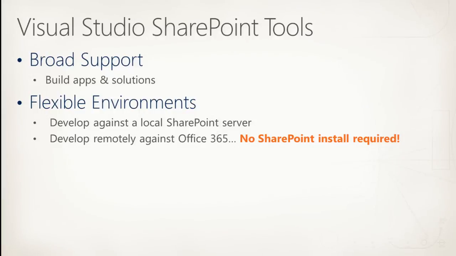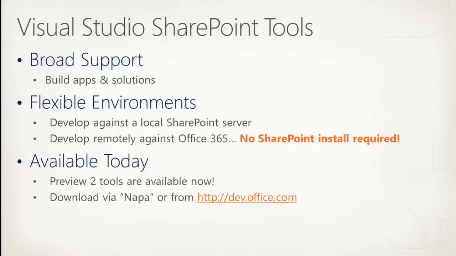And probably the best news is our Preview 2 tools. They're available today. We announced them on Monday. And you can go out and get those. A couple ways to get them. Go out to dev.office.com. There's a download link, and you can download those tools. You'll see we use WebPI to do that. And the other way is you can go into Napa. Napa has a cool Open in VS button. And with that, we'll do the same thing. If you don't have the tools, we'll launch WebPI. We'll install the tools. And then we'll open up your Napa app right inside of Visual Studio.